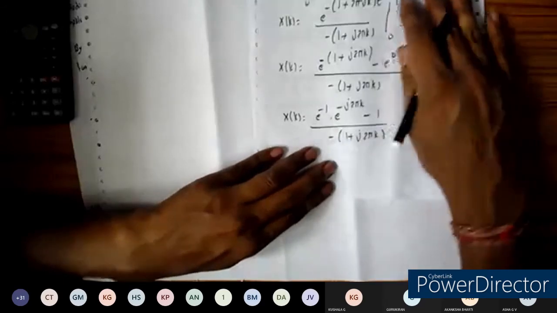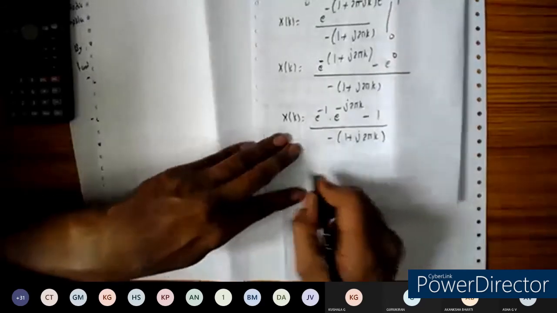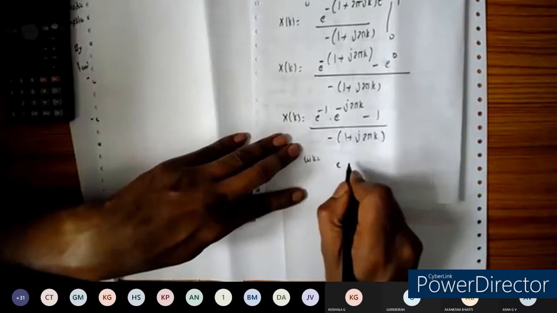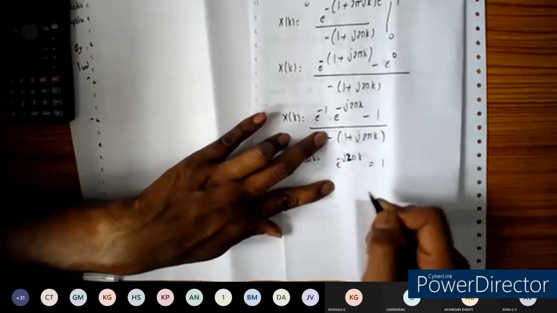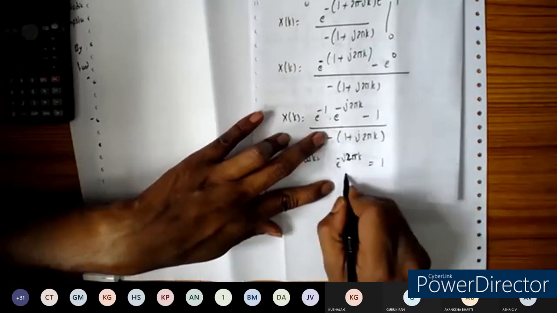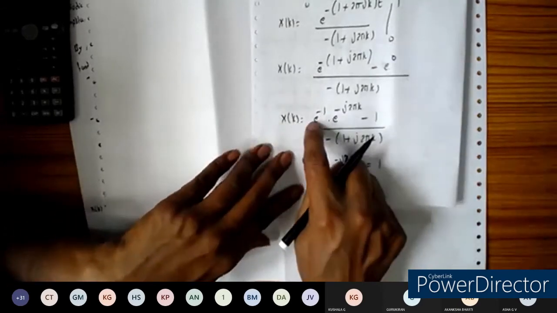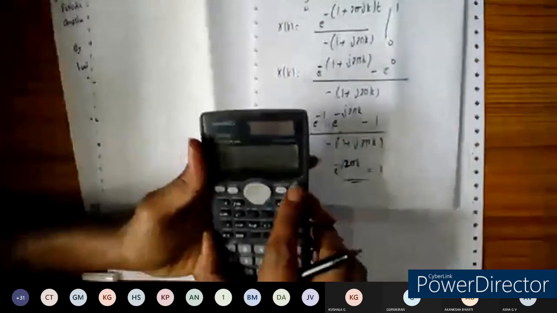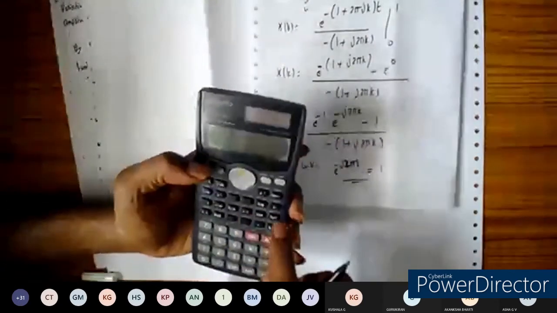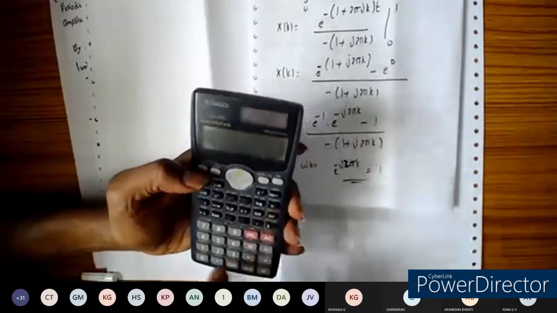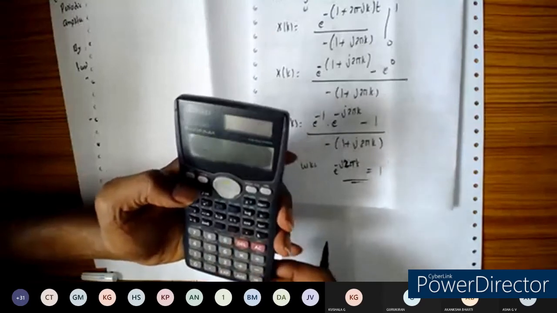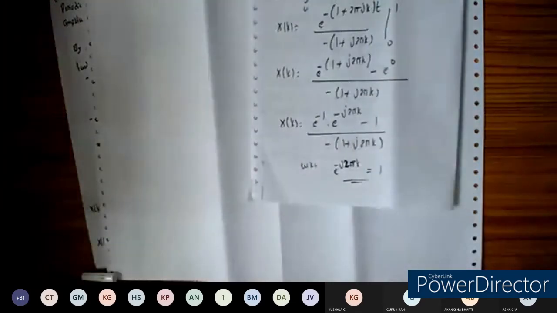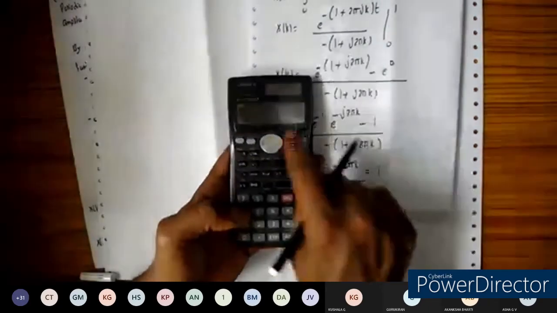Okay, so we can write like this, and we know that e to the power of minus j 2 pi k is equal to 1. So you can substitute that, and e to the power of minus 1, you can find out its value. The value of e to the power of minus 1 is 0.3679.